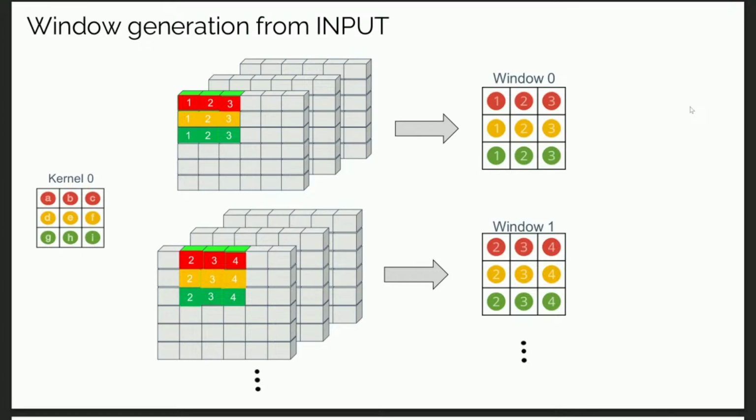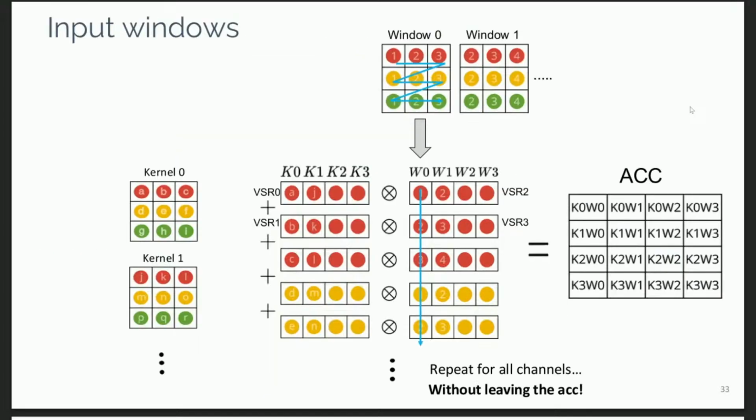Once you have this concept of windows, you can do the following. VSRs here is the notation for vector registers for the Power10 MMA. You have the notation here. What you do is take these projections, these windows, and move them to the vector registers. You do this for this window, and for the second window. So you spread them across the vector registers.